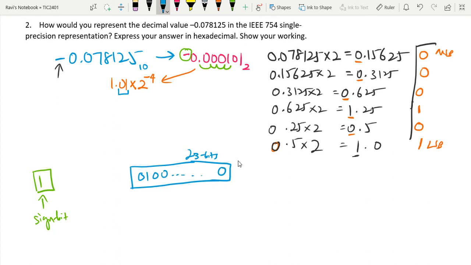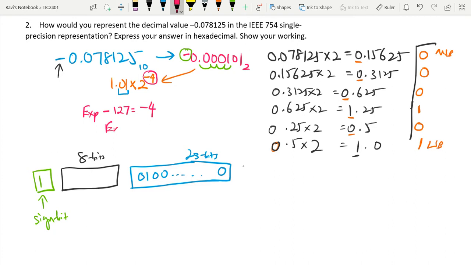Now the last part is the exponent, which is 8 bits. How do I get the exponent? The formula says that I look at the power over here, and I follow this rule: exponent minus 127 equals the power that I see here. That means the exponent is 127 minus 4, which is 123. And 123 represented in binary form is 0111 1011. So that gives you your final answer.